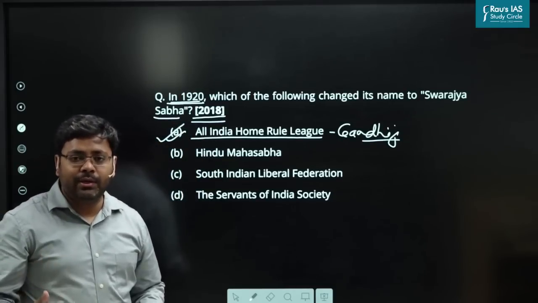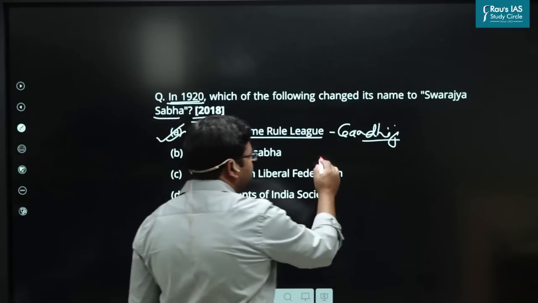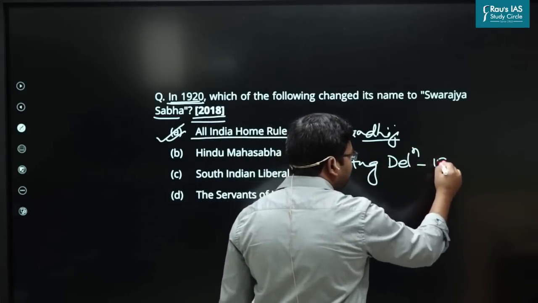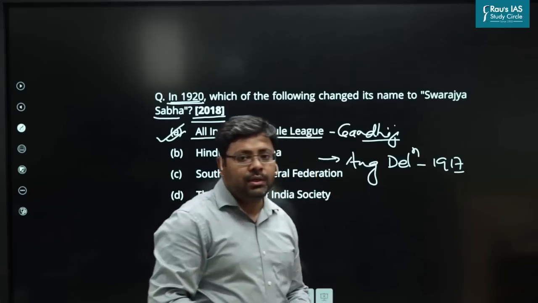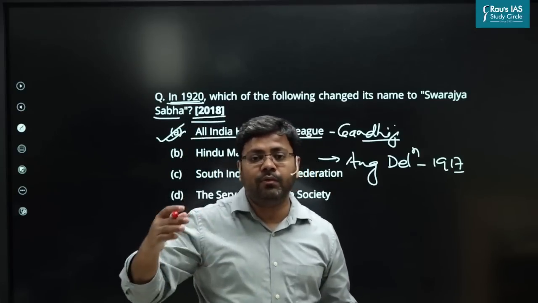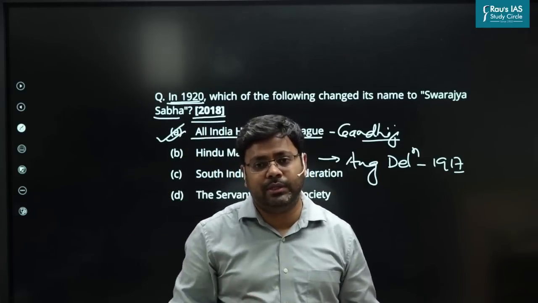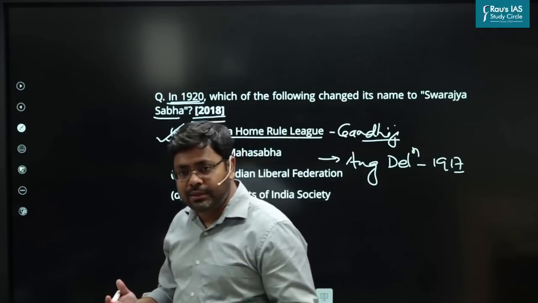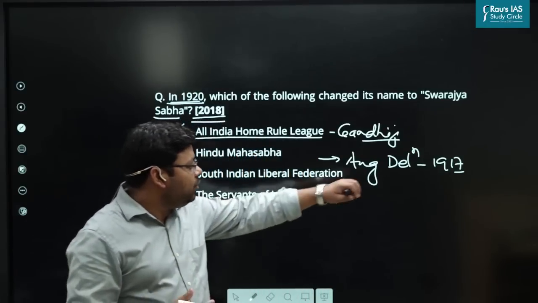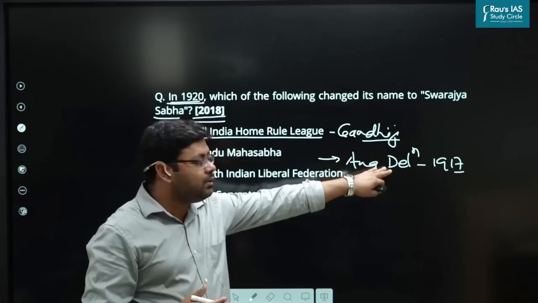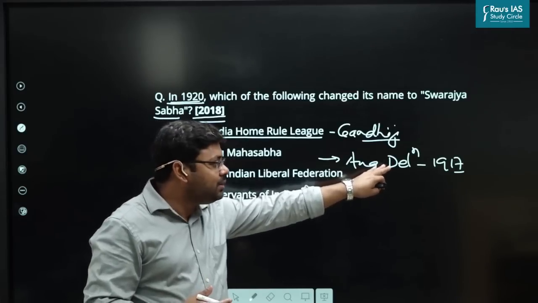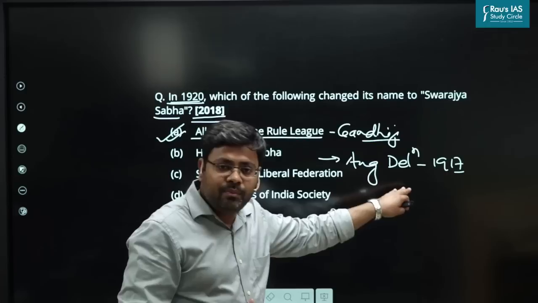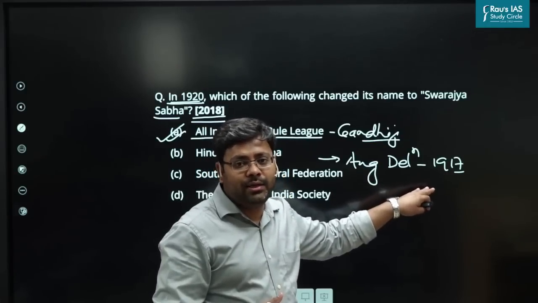So why the movement declined? Why was the Home Rule movement on decline? There were three reasons. First, there was the August Declaration of 1917, which proposed the progressive realization of responsible government in India within the overall British Empire. The British came up with this proposal in the August Declaration of 1917. And this is what was the demand of the Home Rule movement. So from this time onward, Annie Besant became completely pro-British and her league started declining.